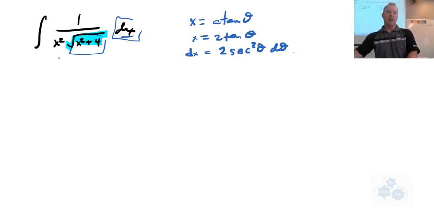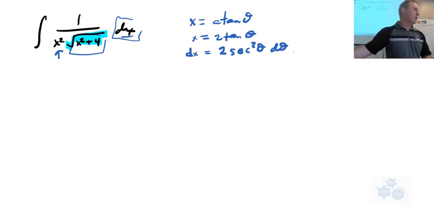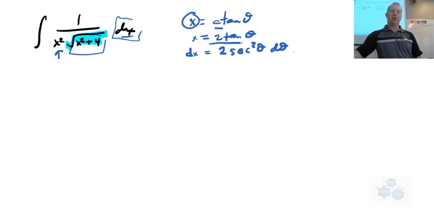Now, what about this outside of the root sign here? Do we have an issue here with x squared? Well, we did a question like this yesterday, I think, right, when we had x squared out here. And it's no problem, because we have x. Here is x right here, 2 tan theta. So we'll just square it and put it out there as well.